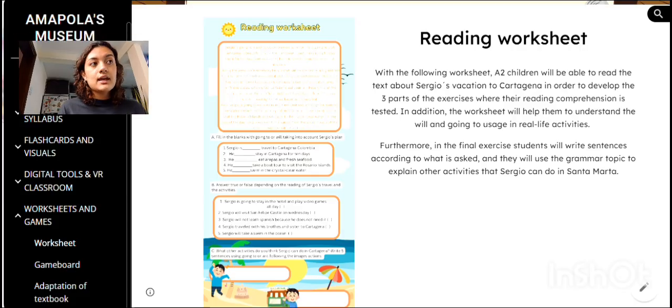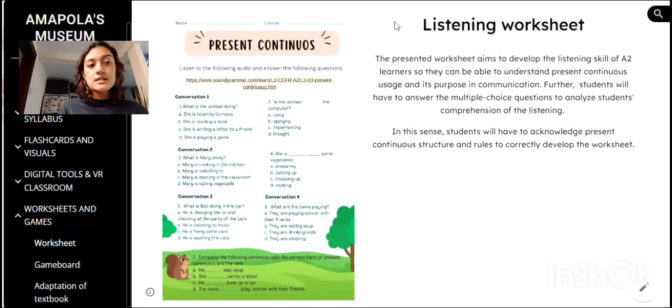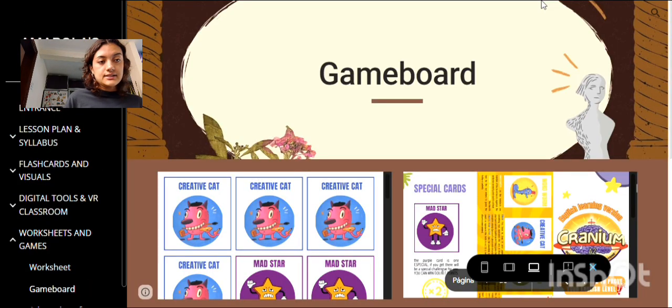The second worksheet is about listening, and in this one the aim is that students can develop their listening skills and be able to understand present continuous usage and purpose in communication. Students acknowledge present continuous structures and rules. We're going to find the game board and the textbook adaptation.